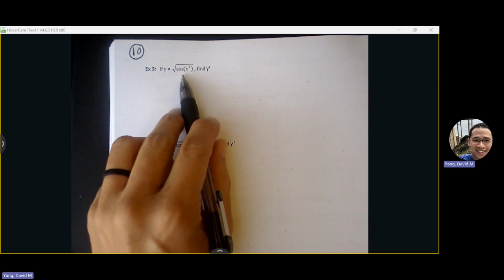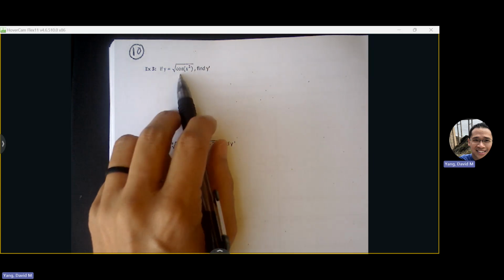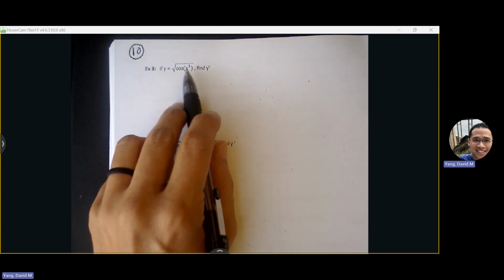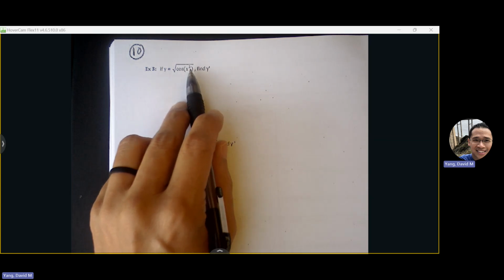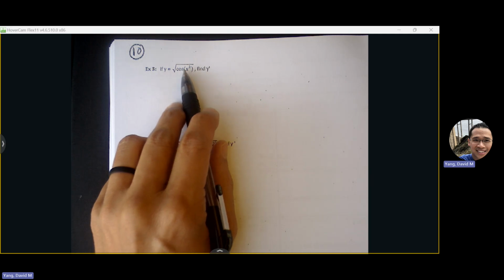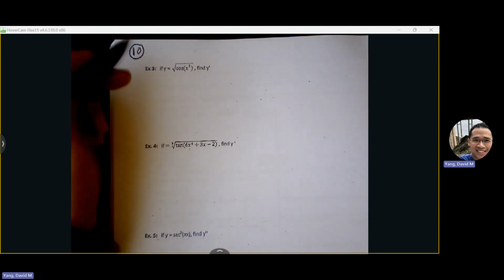Y equals square root of cosine of x squared. We want to spend the time to rewrite it using rational exponents. Oh, and one thing, make sure that we can't cancel these out. That squared is not impacting the entire trig function. It is just impacting the portion inside the cosine. So we can't just cancel that out and just call it cosine of x.